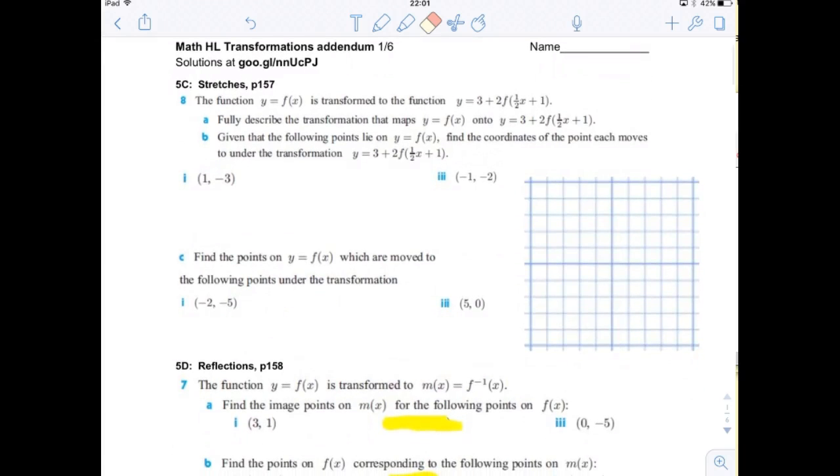Let's see. The function y equals f of x is transformed to the function y equals 3 plus 2 times the function f of 1/2 x plus 1. Fully describe the transformation that maps y equals f of x onto this function. Okay.